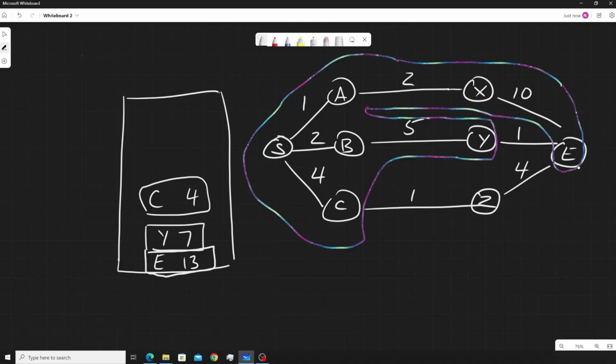Okay, so next we continue on. We found a path, but we don't know if it's the shortest path. So we continue on. Our next element is C4. So we go to C4, and we are going to expand out this one, C4.